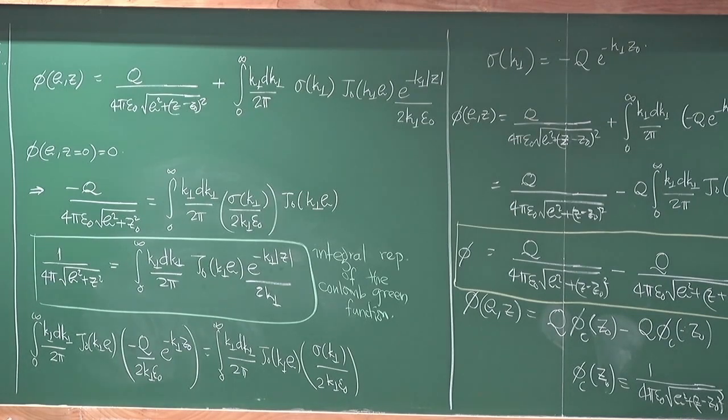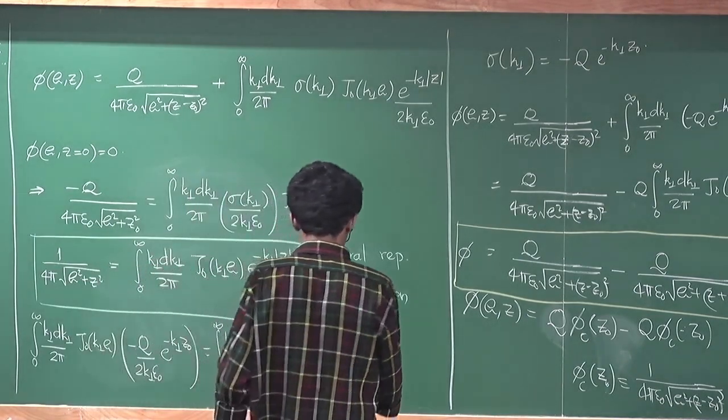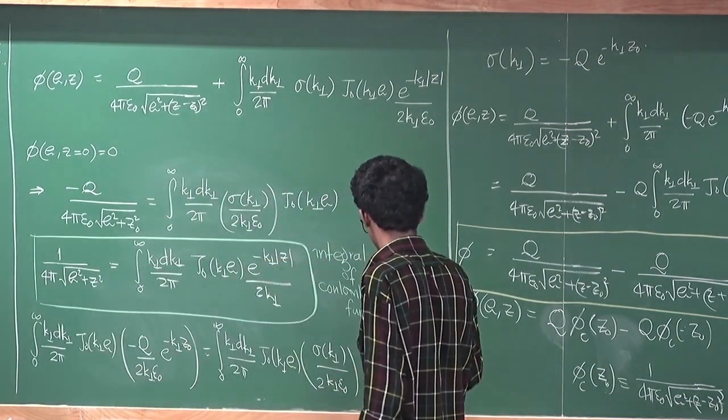But anyway, this integral representation, this Hankel function representation, is what actually gives you the method of images. For this derivation of the method of images, you can look at Zangwill.